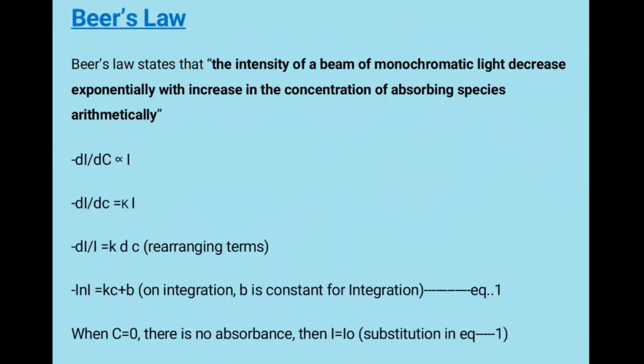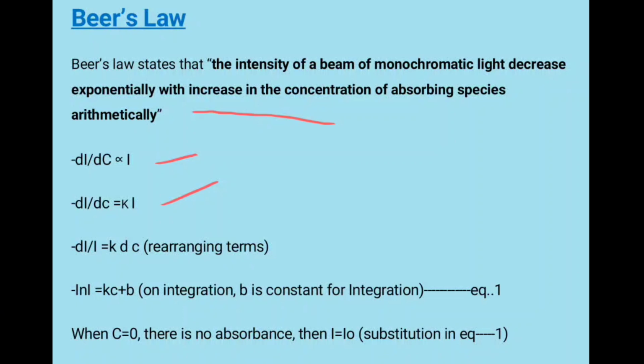What is Beer's law? Beer's law states that intensity of a beam of monochromatic light decreases exponentially with increase in the concentration of absorbing species arithmetically. Accordingly, the decrease in the intensity of incident light with concentration is proportional to the intensity of incident light. That is, minus dI by dC is directly proportional to I. Introducing the constant of proportionality k, you will get minus dI by dC is equal to kI. k is the proportionality constant.